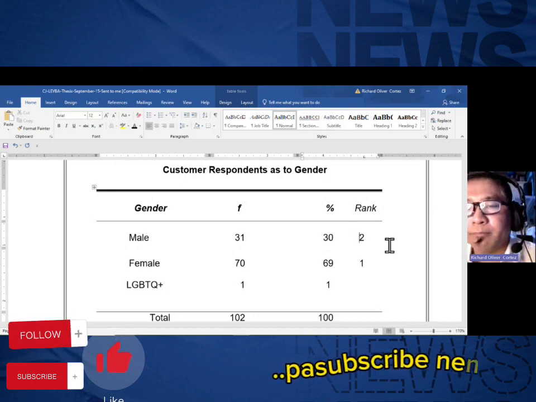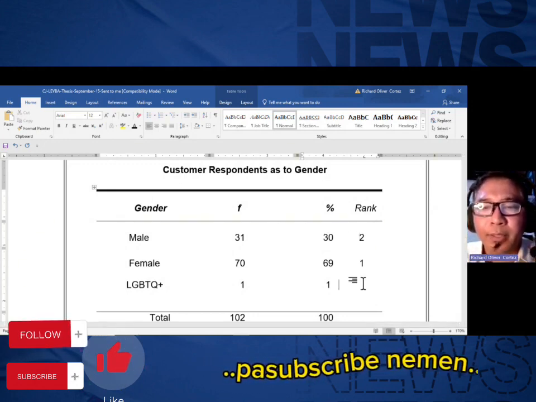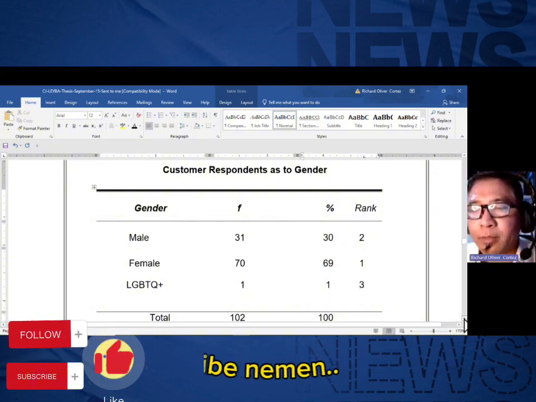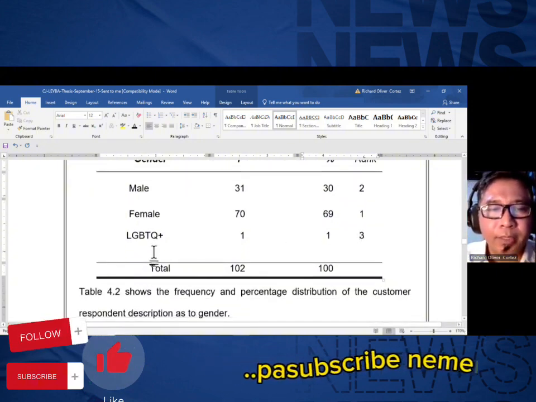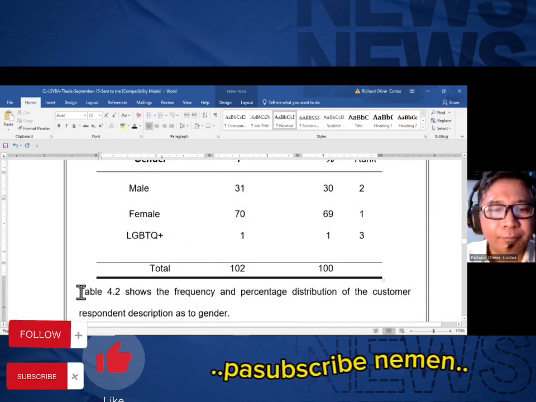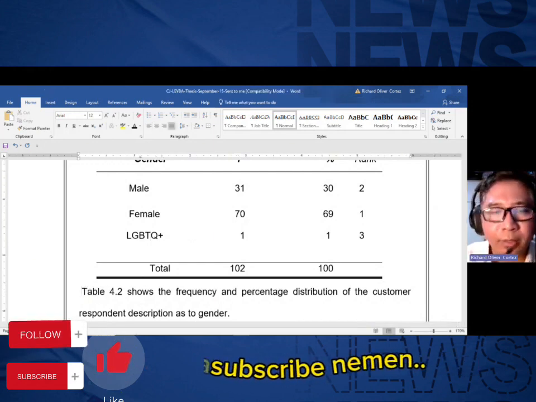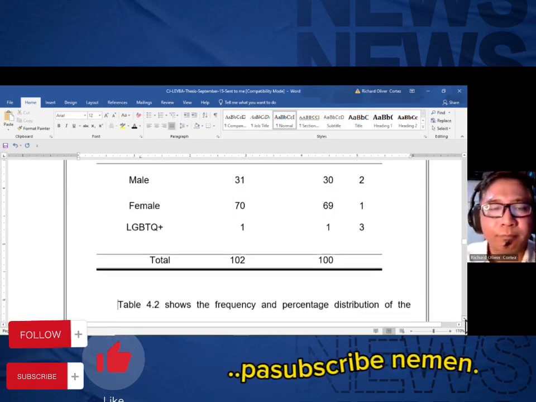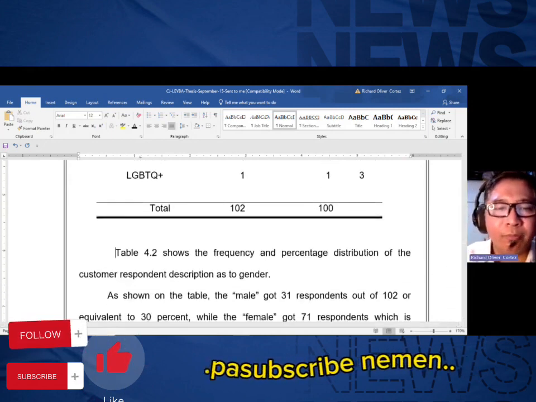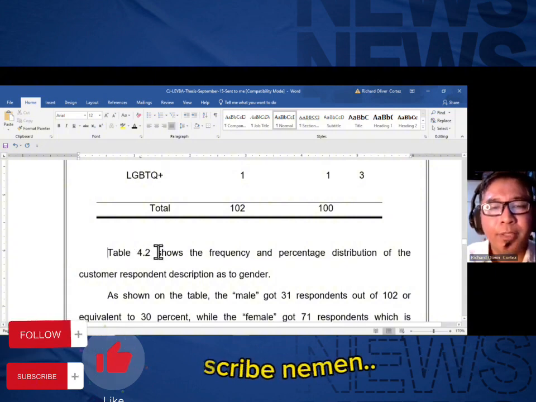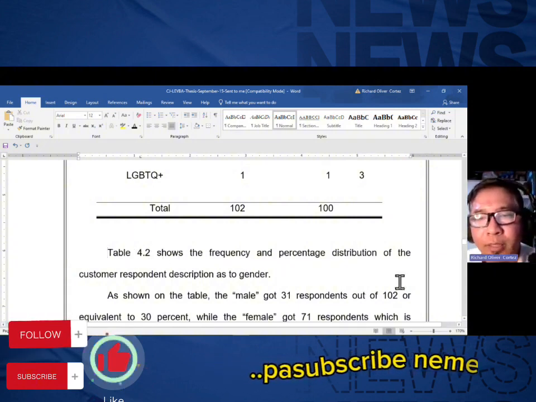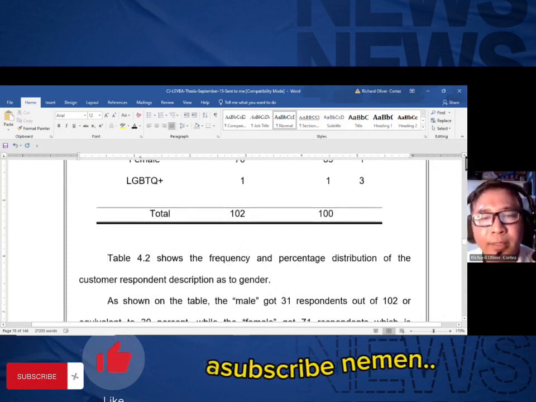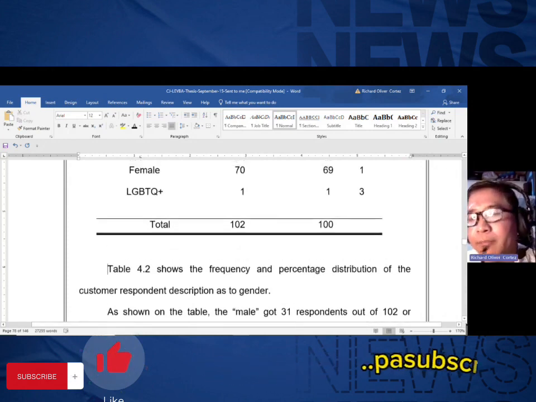But if there are only two, no need to write the ranking column. Okay, so that is your table. And of course, below your table, you should write a discussion. Example: Table 4.2 above shows the frequency and percentage distribution of the customer respondents as to gender.